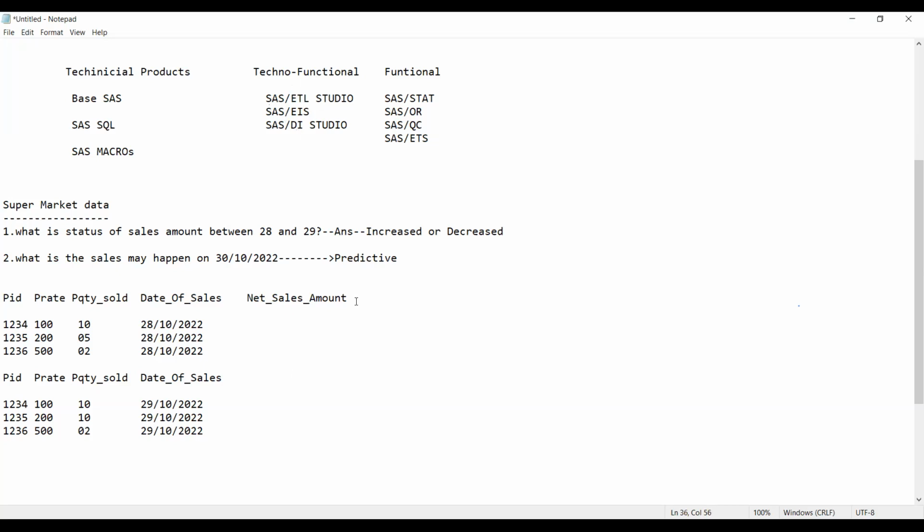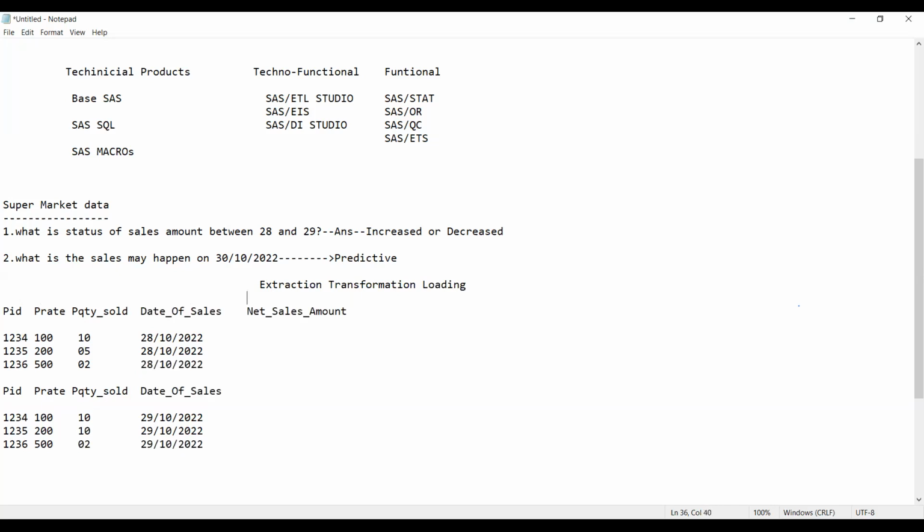How do we do it? The ETL stands for what, guys? Extraction, transformation, and loading. Extraction, and then we have a transformation, and then loading. It is a process where the data is summarized. That means whenever you want the data in this particular format, like the net sales amount, we have to perform the job of ETL.